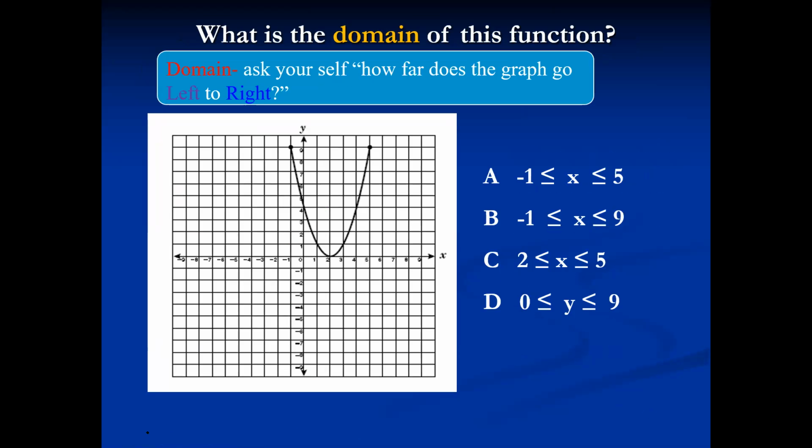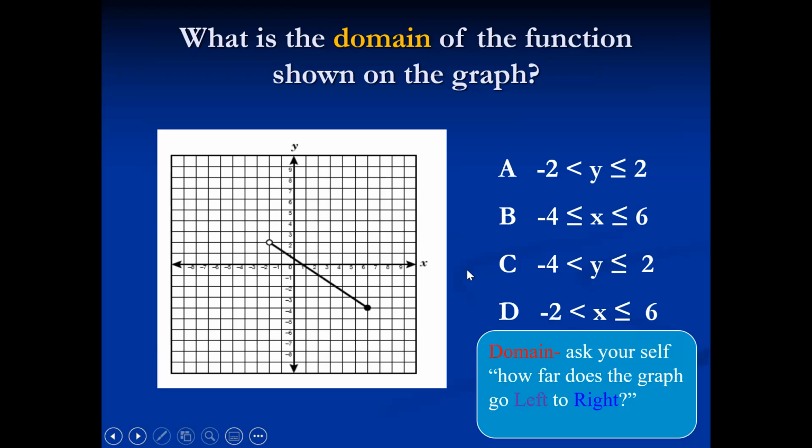Pause the video, ask yourself this question, which one do you think it is? All right, so looking at this question here, it looks like it goes all the way down to 0. And then how far up does it go? Goes all the way up to 9. So 0, 9 is your answer, so D.